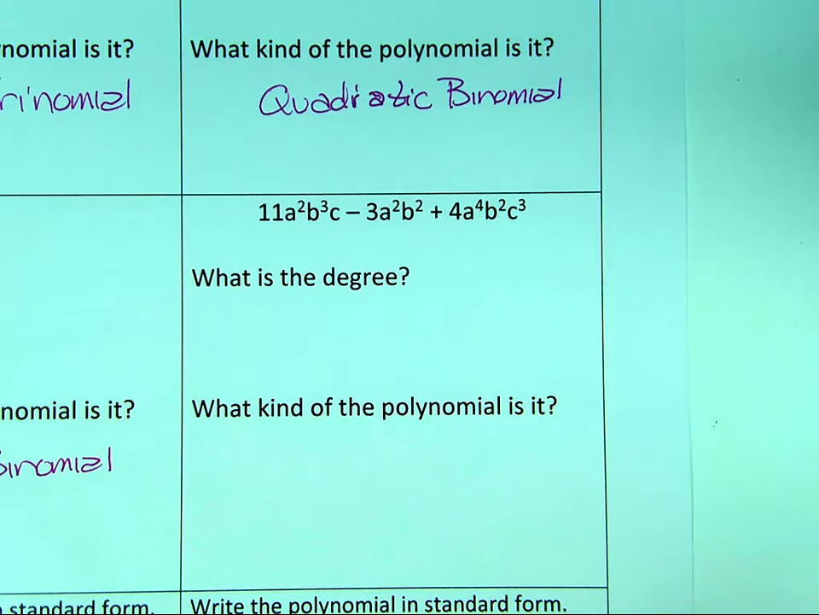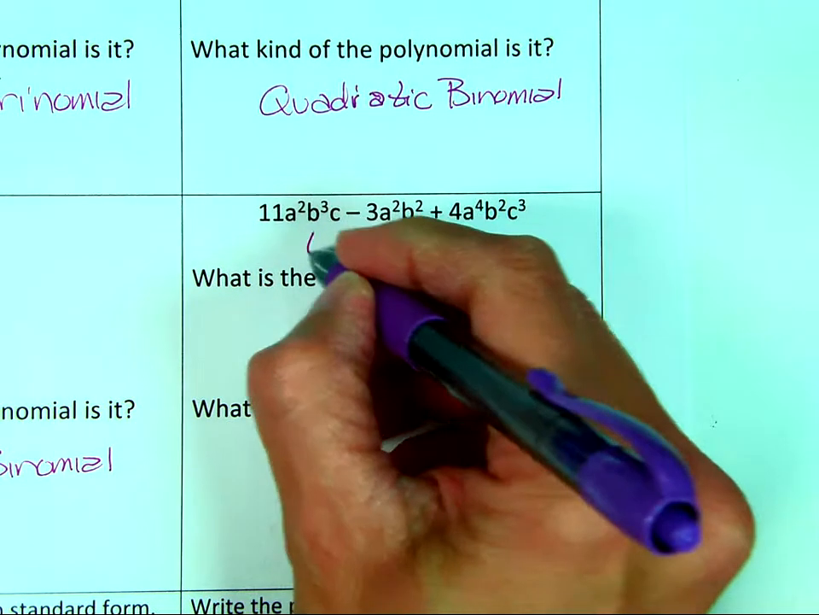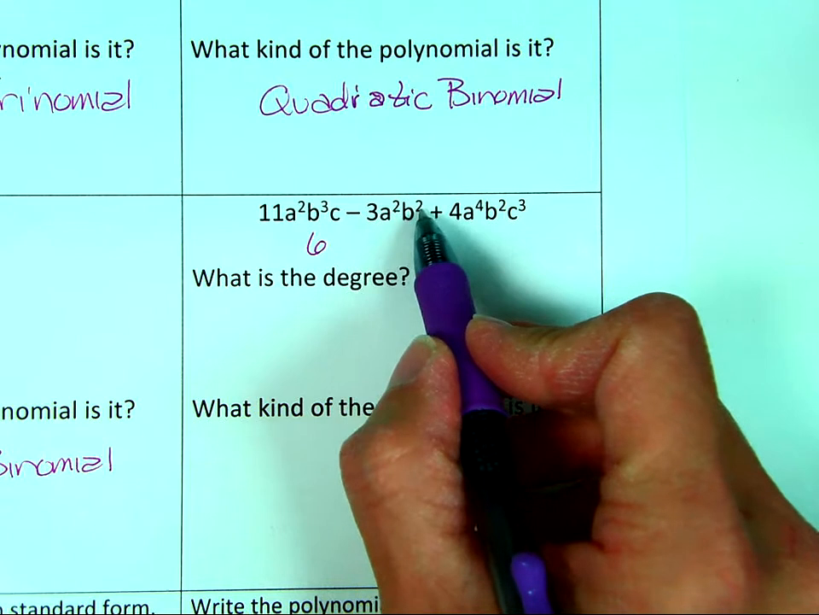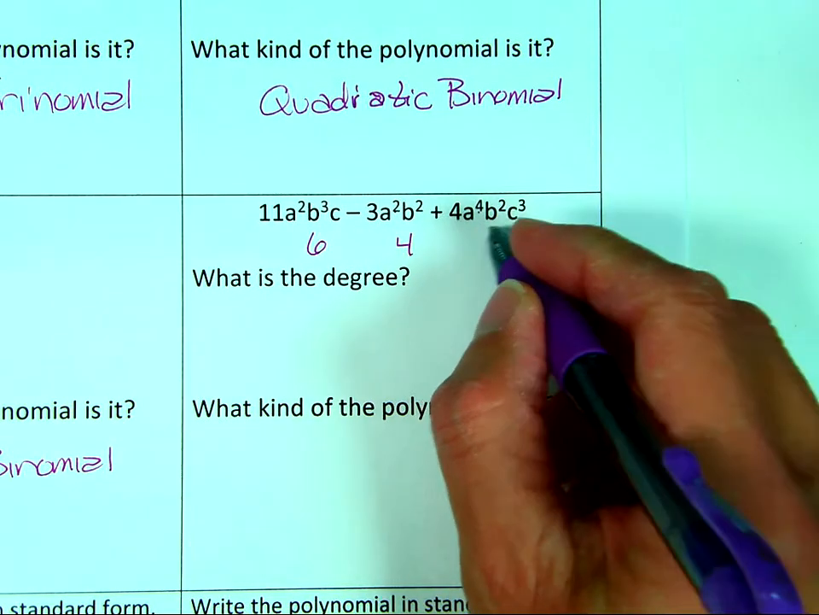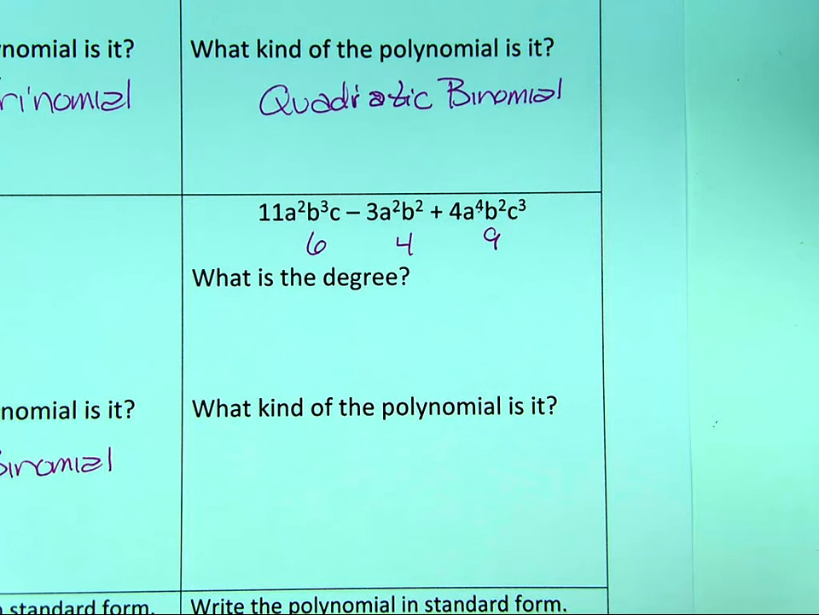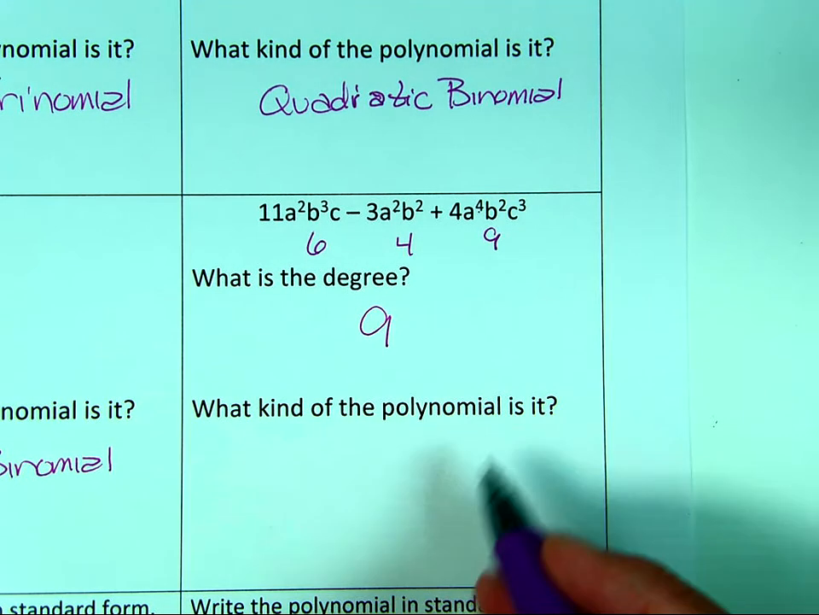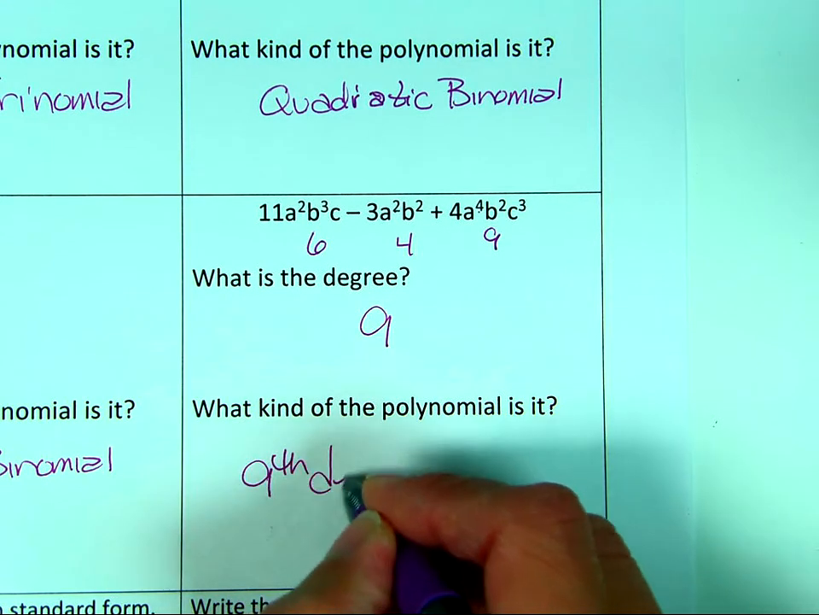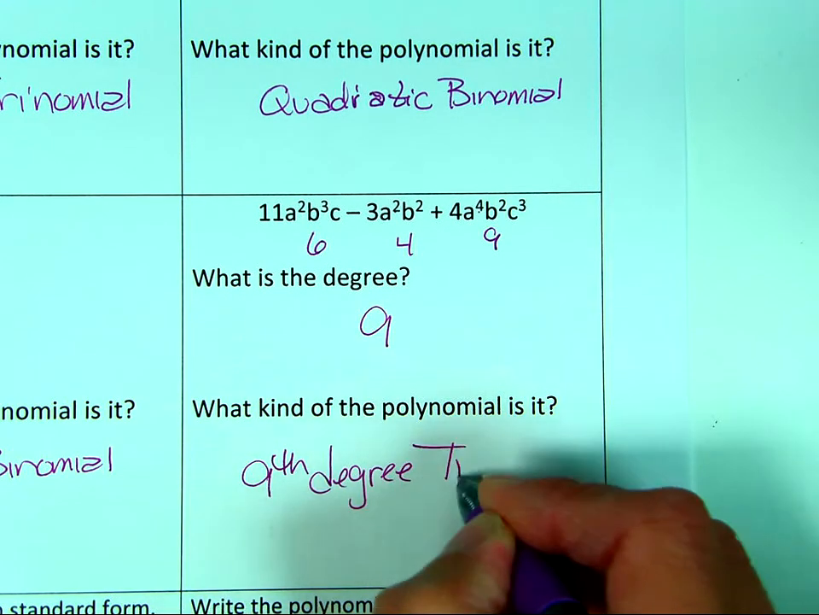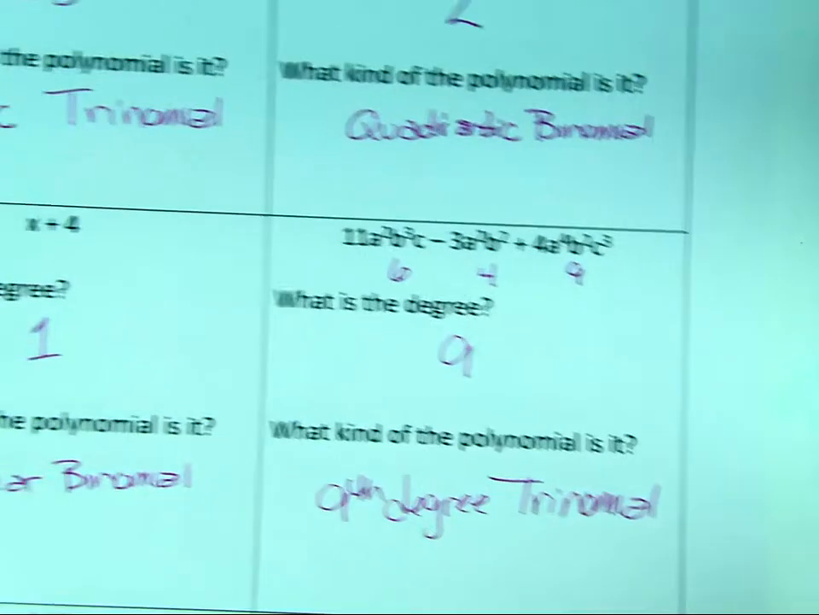Okay, this one, we've got some degrees to find. So 2 plus 3 plus 1 is 6. 2 plus 2 is 4. 4 plus 2 is 6, 7, 8, 9. So we have 9th degree. And we have 3 terms, so we know our degree is 9. What kind of polynomial is it? It's a 9th degree trinomial. That's how we're going to say that.